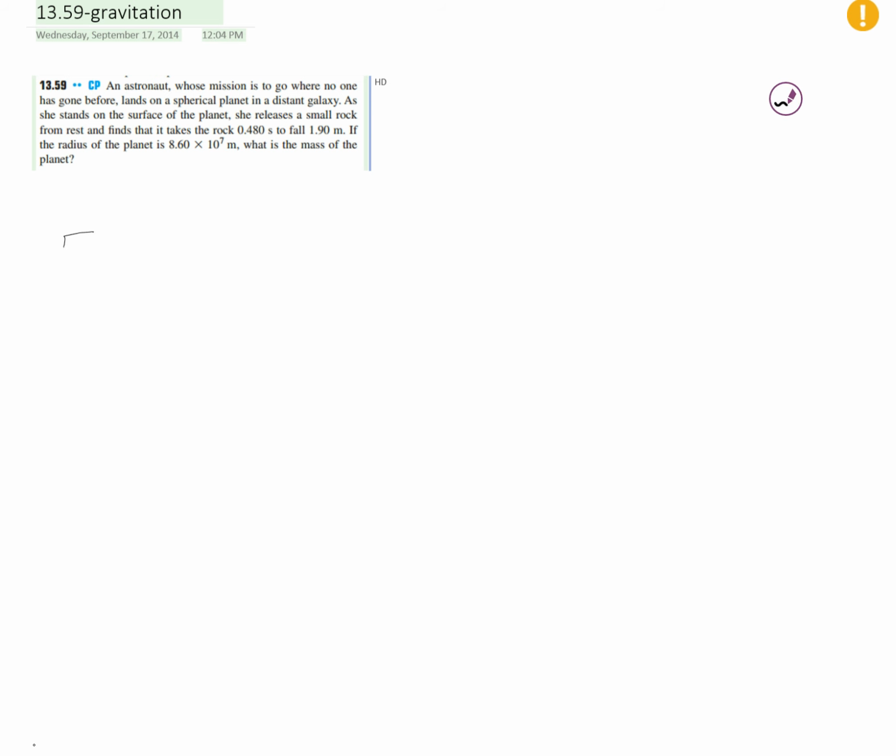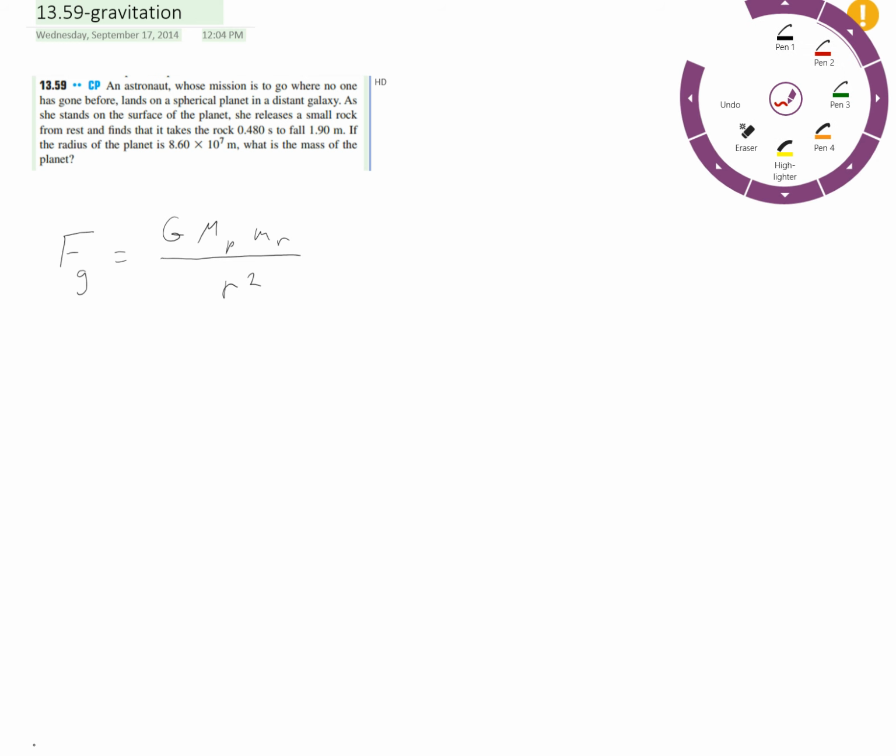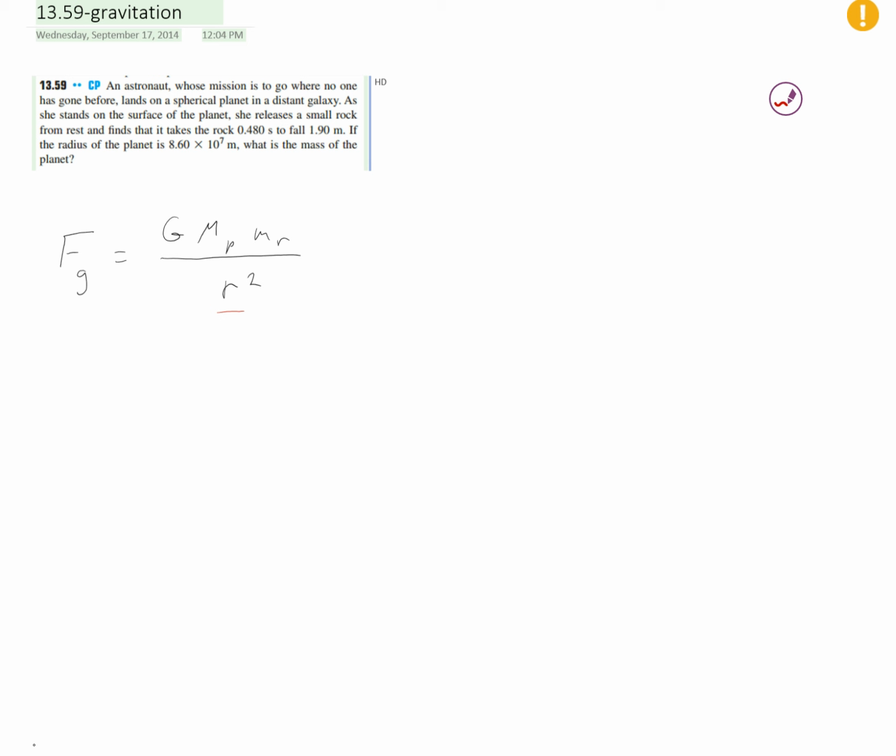So the equation we're interested in overall is the force due to gravity equation, where we have the mass of the rock, and then the radius is our radius of the planet. This part we have the gravitational constant, of course. Mass of the planet is what we're trying to find. But we don't have the mass of the rock.